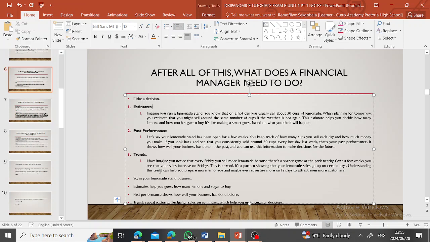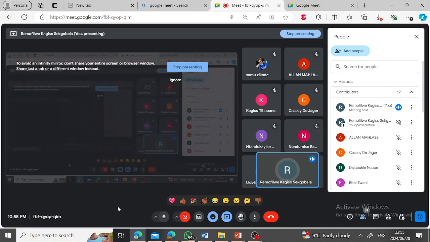Understanding this trend will help you prepare more lemonade and maybe even advertise more on Fridays to attract even more customers. So, when making a financial decision, you need to take into account the estimates, the past performance, and the trends. For the purpose of the lemonade business, your estimates help you guess how many lemons and sugars you need to buy, your past performance shows you how well your business has done in the past, and the trends reveal patterns like higher sales on game days, which will help you make smarter decisions. Is everyone okay with what we've covered so far?